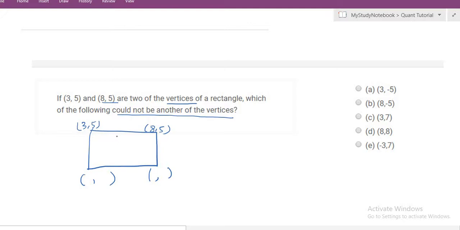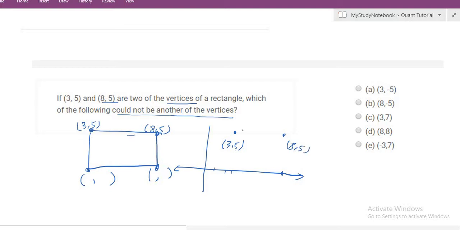This problem can be easily solved without actually doing any mathematics, just by having common sense as to what the opposite coordinates could be. Since it's a rectangle, it means that the sides are parallel, and if we try to imagine them positioned in the x and y coordinates, we can identify these 2 points. So let us think that this is (3, 5), so it will be somewhere around here, and the other point (8, 5) is at the 8th position on the x-axis and then 5th on the y-axis.